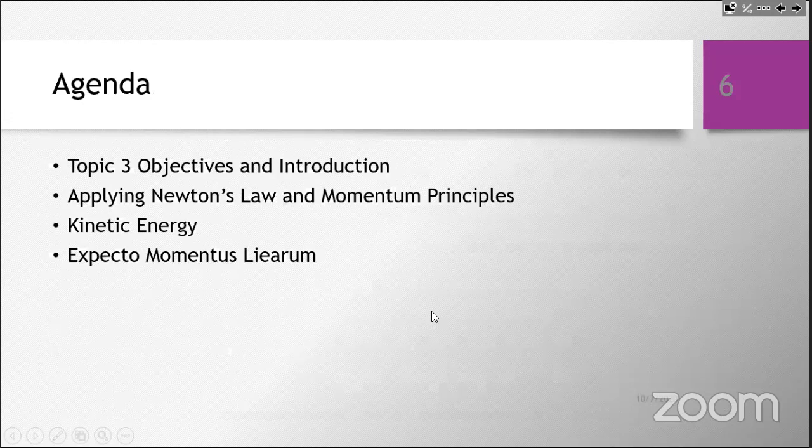All right, so we're going to continue. I know we talked a little bit about topic 3 at the end of class on Friday. We're going to recap some of that stuff, talk about how to derive Newton's laws and momentum for systems of particles. We'll talk about kinetic energy for systems of particles, and then we're going to do our Expecto Momentus Linearum thing, which is the reason why you have ball launchers and pass cars on your tables. Since it looks like we have an even number today, we'll consolidate so that we just have 2 people using each setup.